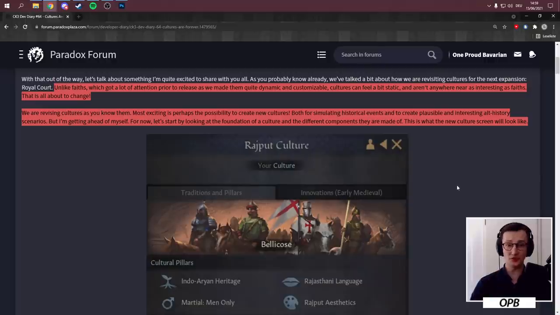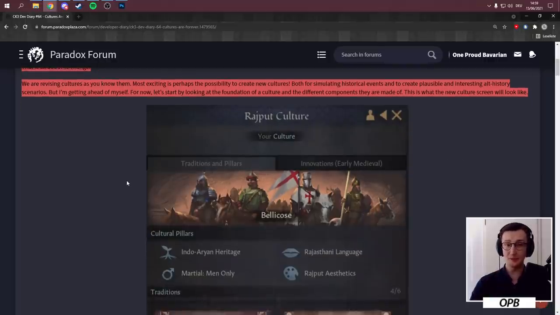You have many more options now, and that is something that I have been dearly missing. As much as the new culture system in CK3 solved the tech issue of CK2, there were many, many underlying issues as well. We are revisiting cultures as you know them. Most exciting is perhaps the possibility to create new cultures, both for simulating historical events and to create plausible and interesting alt history scenarios. But I'm getting ahead of myself. For now, let's start by looking at the foundation of a culture and the different components they are made of.